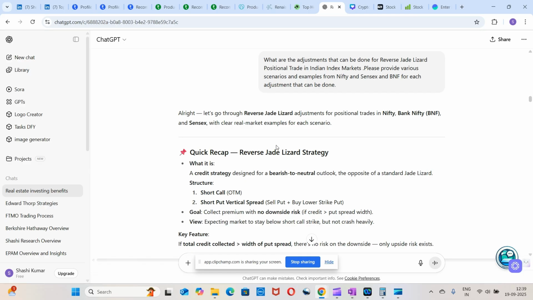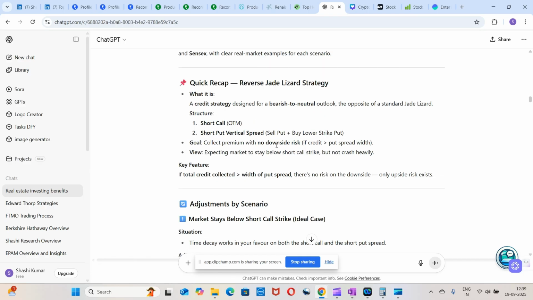So what is the reverse Jade lizard strategy? It is a credit strategy, and it is designed for a bearish to neutral outlook. It's the opposite of a Jade lizard strategy, where you have a neutral to bullish outlook. Here, what we will do is sell a call, or short an OTM call, and we will short a put vertical spread. So you'll sell a put and buy a lower strike put. That's what you will do.